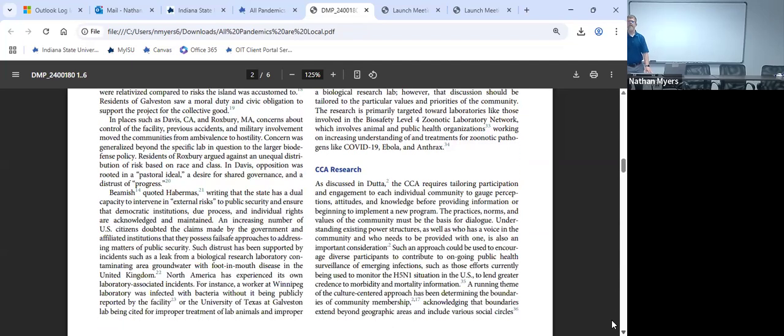So again, the culture-centered approach is the idea of tailoring participation and engagement to each individual community to gauge their perceptions, attitudes, and knowledge before providing information or beginning to implement a new program. So basically, you can think about it in the most simplistic terms as knowing your audience, knowing the community's attitude. So if we're talking about avian influenza, knowing, are we going into a rural community? Are we going into a heavy farming community?